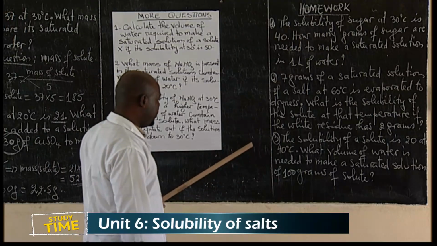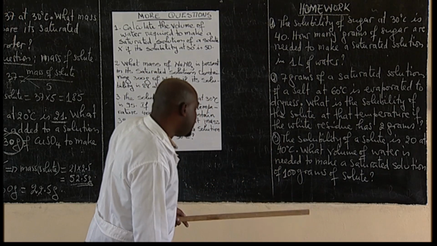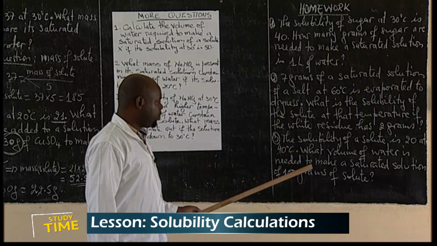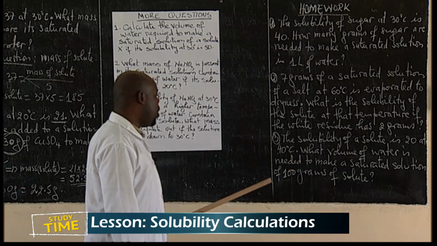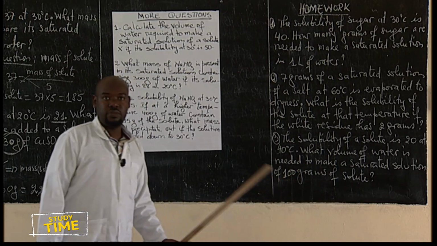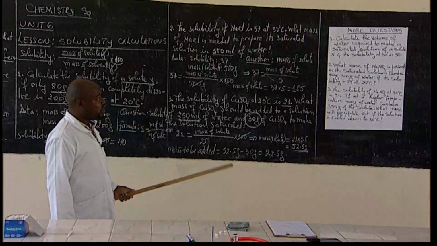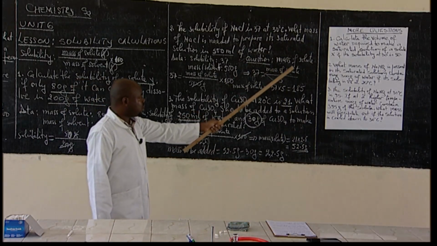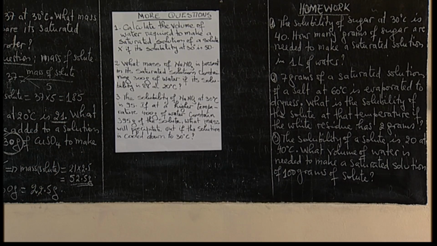And the last: the solubility of a solute is 20 at 40 degrees. What volume of water is needed to make a saturated solution of 100 grams of solute? That is very simple. So you will refer to the examples I've given and try to adapt the methods used to work out the exercises and the homework. You will do it, I'm very sure.